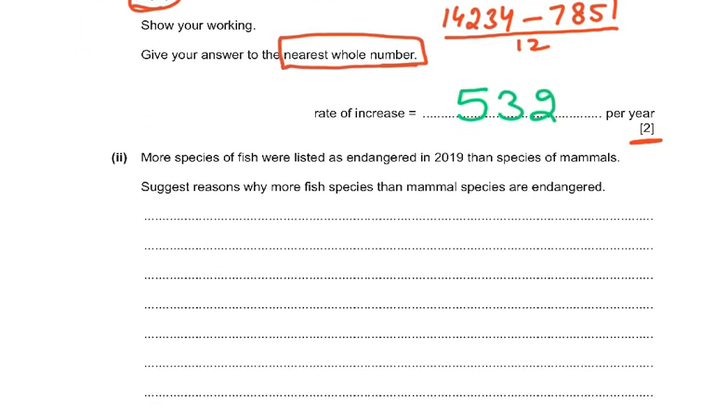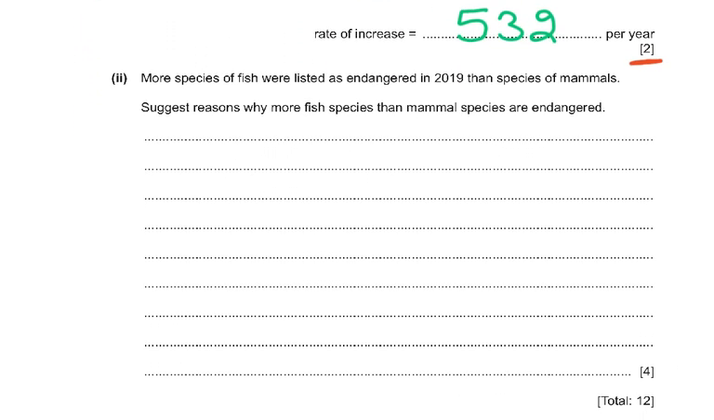Then coming to the next part of the question, which is the last part of the paper. More species of fish were listed as endangered in 2019 than species of mammals. Suggest reasons why more fish species than mammal species are endangered. But what is very basic, because you see we've been overfishing. So overfishing regulations, you see it's difficult at sea to enforce protective laws.